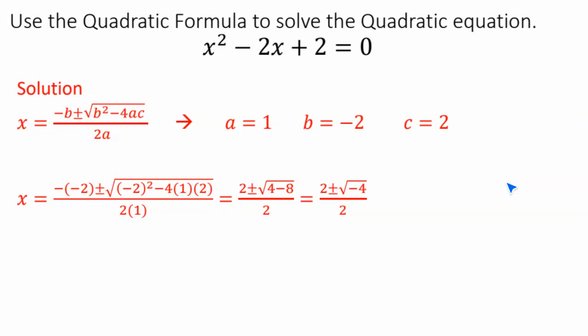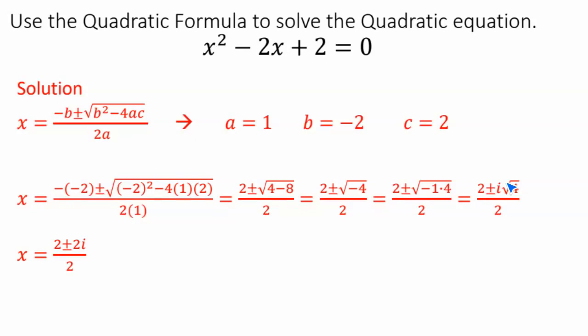Now we're going to have a complex answer, right? So we can do the same thing that we had done before. We can separate this -4 into a -1 times a +4. I know that -1 can be replaced by i squared, and when I take the square root of that, it's going to take out my i. So I'm going to have 2 plus or minus i times the square root of 4, which is 2. So it's going to give me 2i. So I have 2 plus or minus 2i over 2.